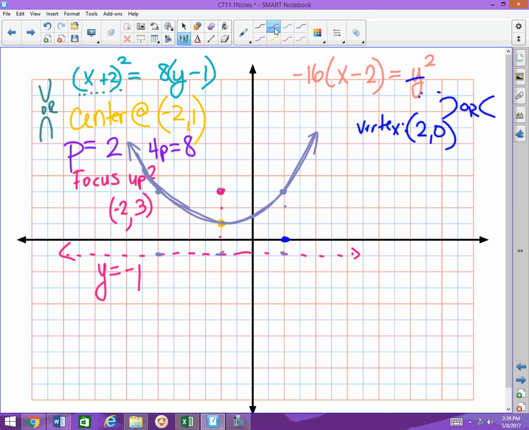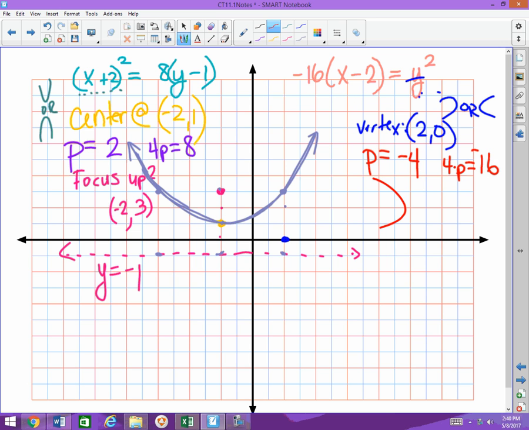The value of p in this case is going to equal a negative 4 because 4 times p has to equal negative 16. And so p is a negative 4. And since y is squared, this is a left or a right opening type of parabola. And since p is a negative 4, it is going to open to the left. So then the focus point is 4 to the left.